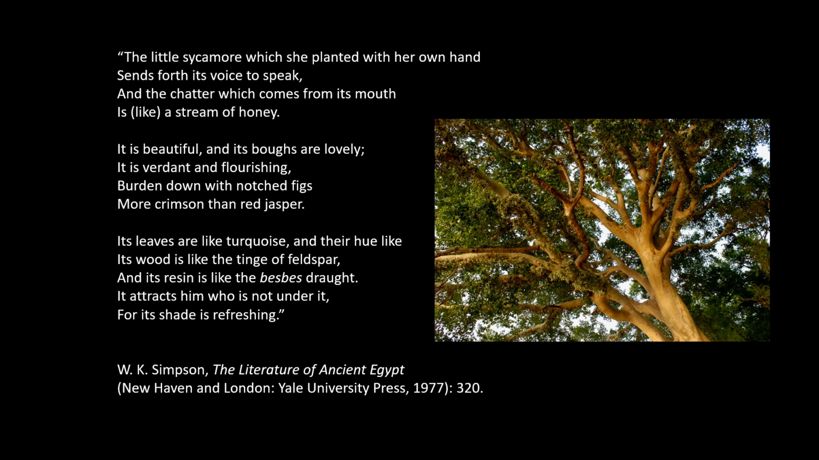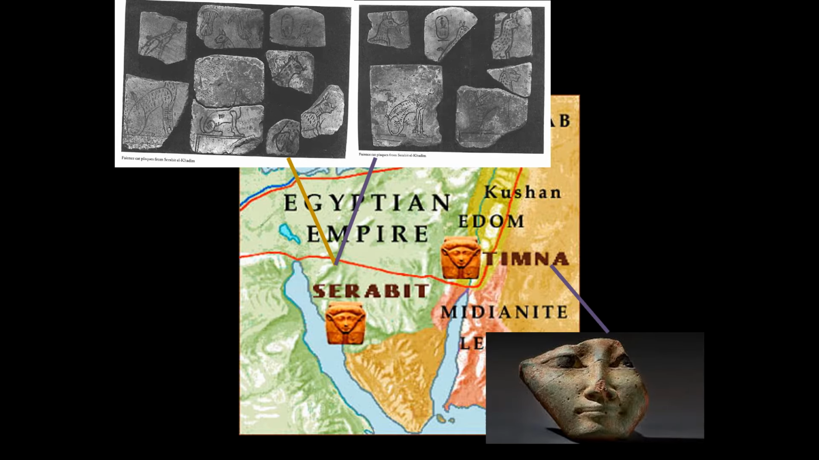Alongside nude female figurines, we also sometimes find cat statuettes offered to Hathor. And this might be a symbolization of Hathor's feline identity. And notably, these are more common in the desert temples dedicated to Hathor, such as the ones at Serabit el-Khadim in the Sinai and Timna in the Negev.